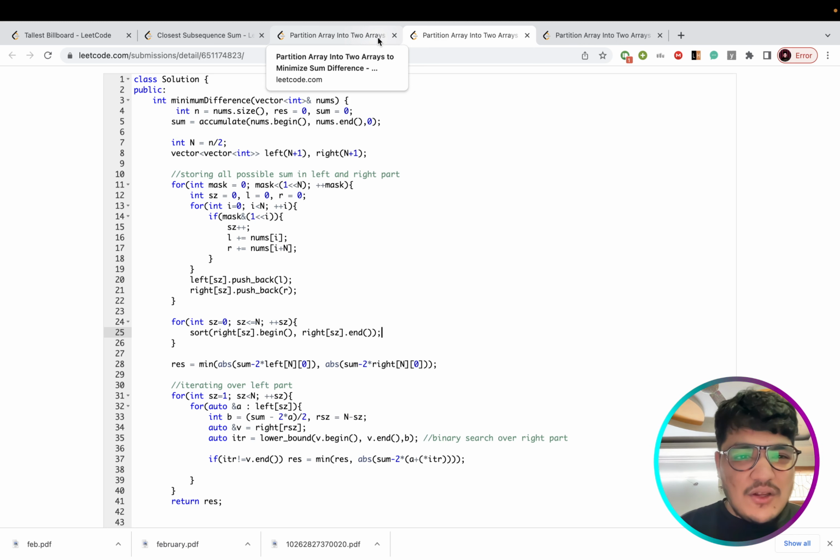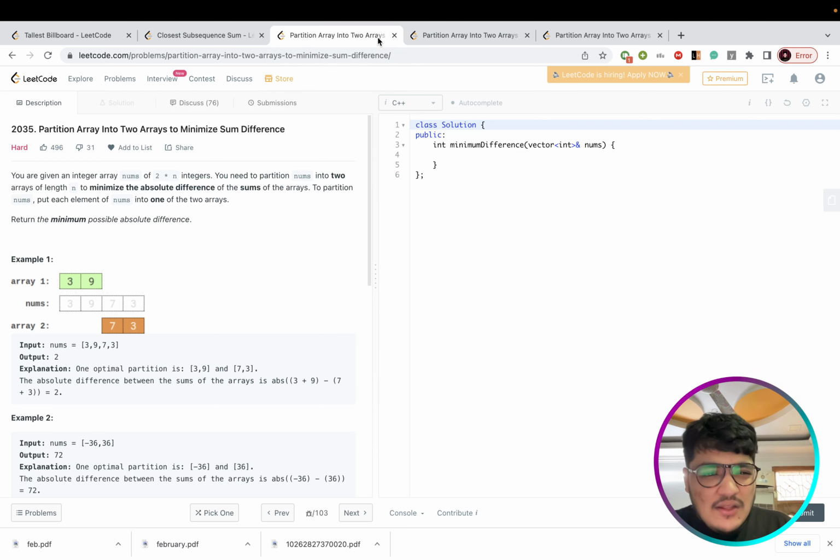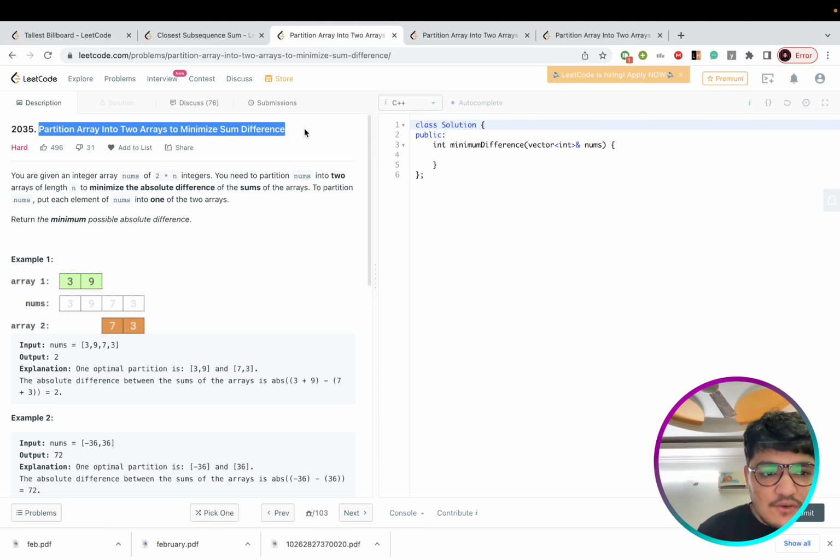It's just a small catch: dividing the array into two parts, as the name suggests, meet in the middle. So now let me discuss this problem, partition array into two arrays to minimize sum difference. You could stop the video and read this problem out.